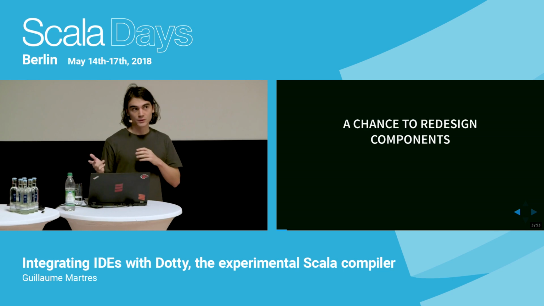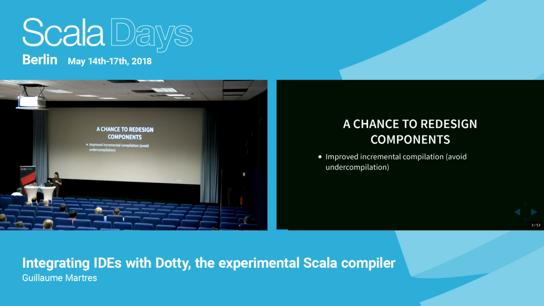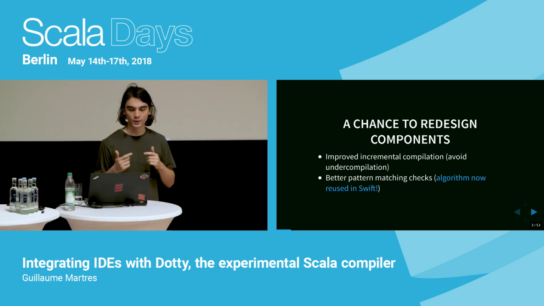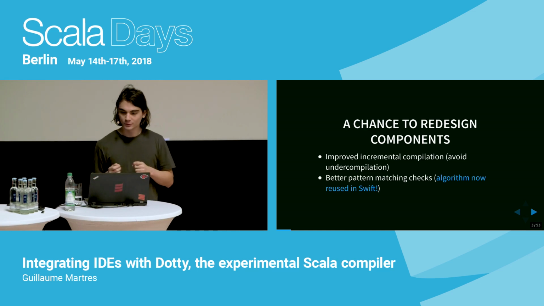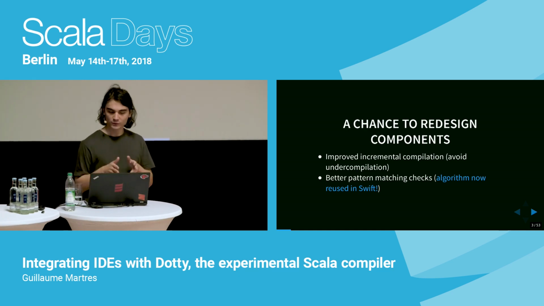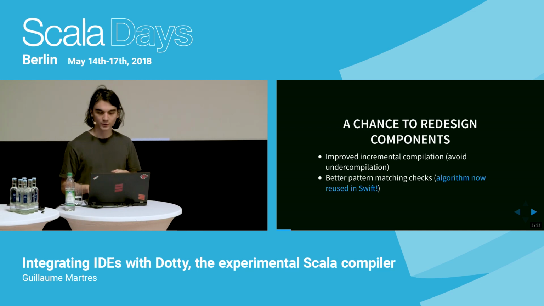But Dotty is also a chance to redesign components of a compiler. So for example, we improved incremental compilation by avoiding under-compilation in some cases. We also have better pattern matching checks. And the algorithm we implemented actually is now reused in Swift, which is pretty cool. And some of these things are also being ported back to Scala 2, like the improved incremental compilation.